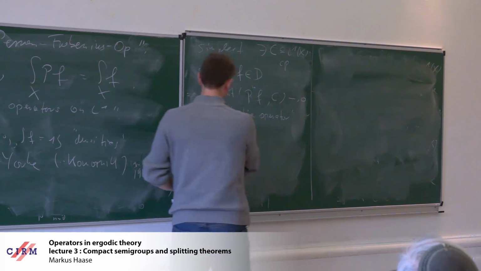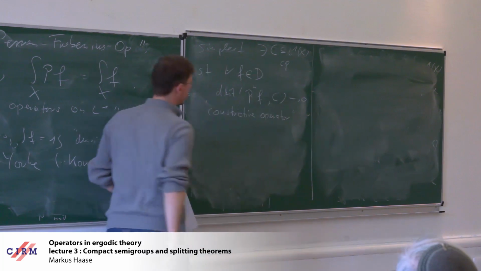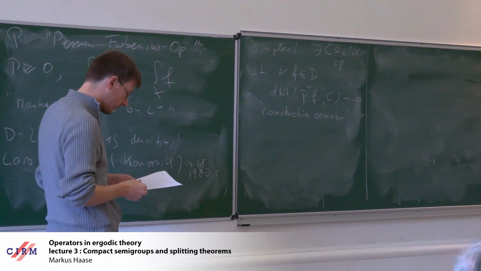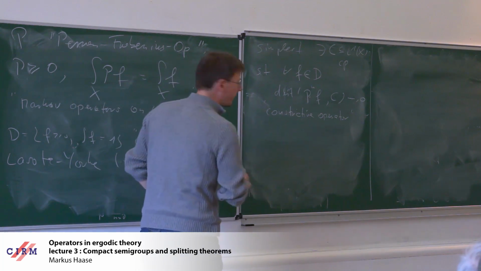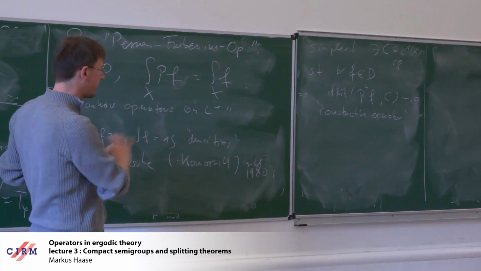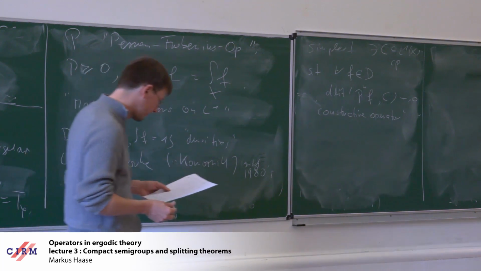And then later on, this was replaced by weaker conditions, also weakly compact sets and so on, quasi-constrictive operators. But let's stick here. So now I want to apply, just to show that Glicksberg-de Leeuw theory yields this Lasota-Yorke theorem just in a couple of steps.